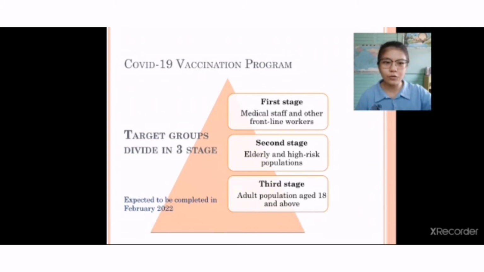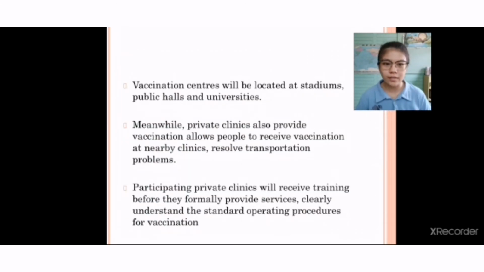The public are allowed to register through the MySejahtera app and will be informed after that. The vaccination centers will be located at stadiums, public halls, and universities. Moreover, some residential areas are far away from the centers established by the government. So, the Ministry of Health launched a program which lets private clinics also provide vaccination service for the public, to resolve their transportation problems.